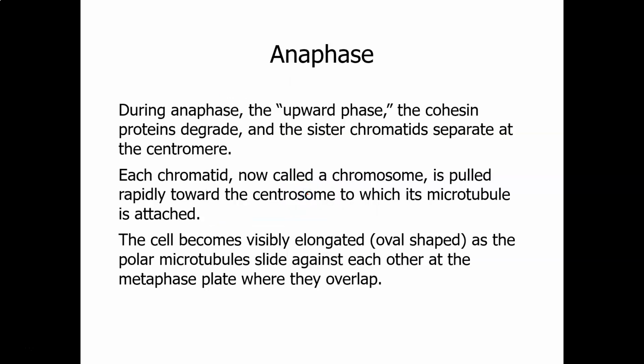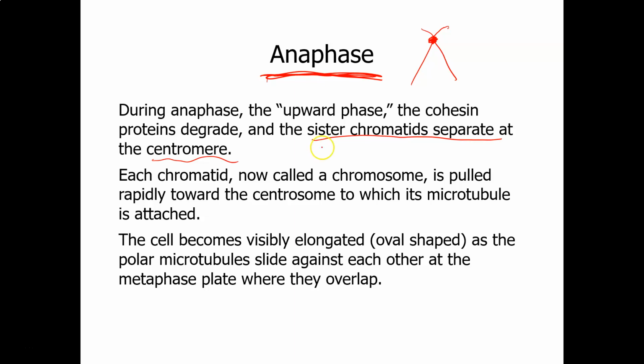And this is the phase of mitosis or karyokinesis, where the sister chromatids separate at the centromere, which is just this area where they're connected. And the two regions where they're connected are called the kinetochores.